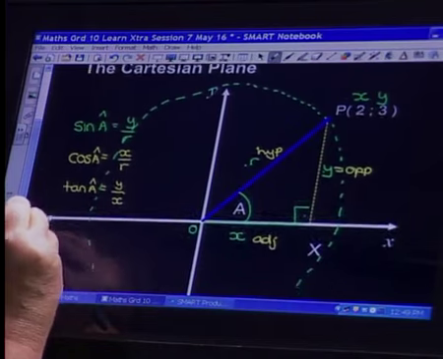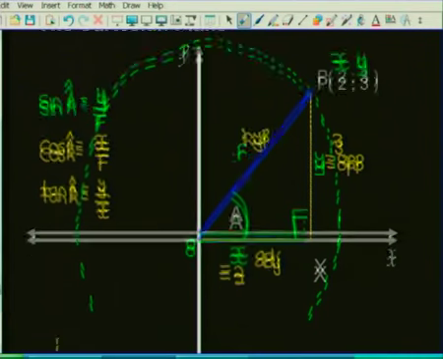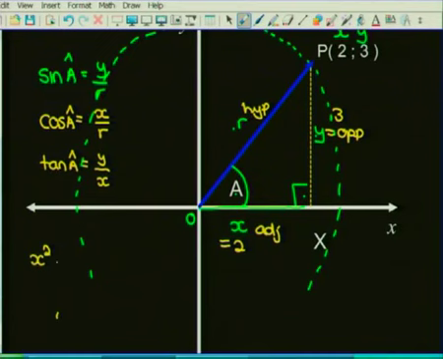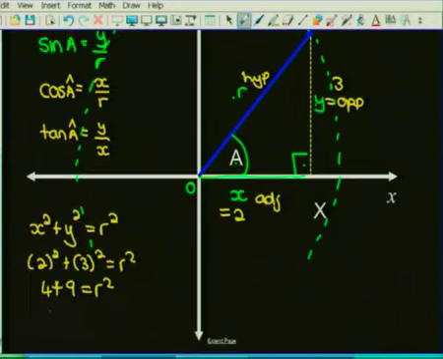So what that would mean is that this x value is 2, and this y value is 3. And of course, can we find the radius? Yes, we can. From Pythagoras' theorem, we know that x squared plus y squared is r squared. So we would have 2 squared plus 3 squared equals r squared. So it's 4 plus 9 is r squared, and so r squared is 13. So r is equal to the root of 13. So I can go over here and put in the value of that very easily, no problem at all.